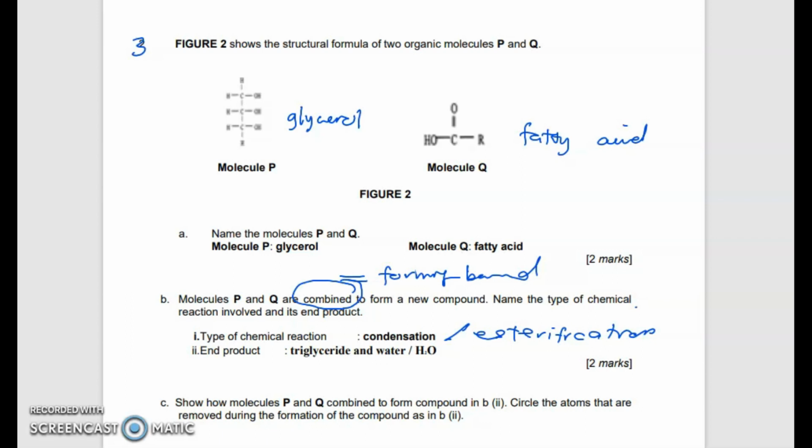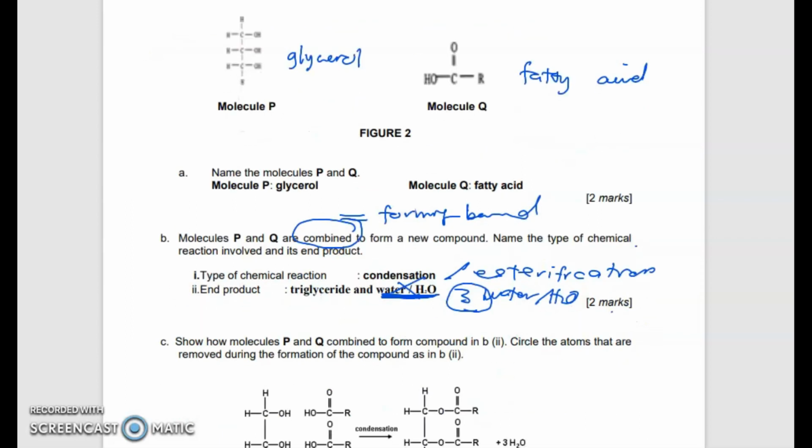And the end product is molecule of triglyceride and, okay, this is less accurate, and 3 water molecules. Highlight this 3, this is more accurate. Okay, don't do it like this. Okay, end product is triglyceride and 3 water molecules. If this is correct, you get 2 marks.